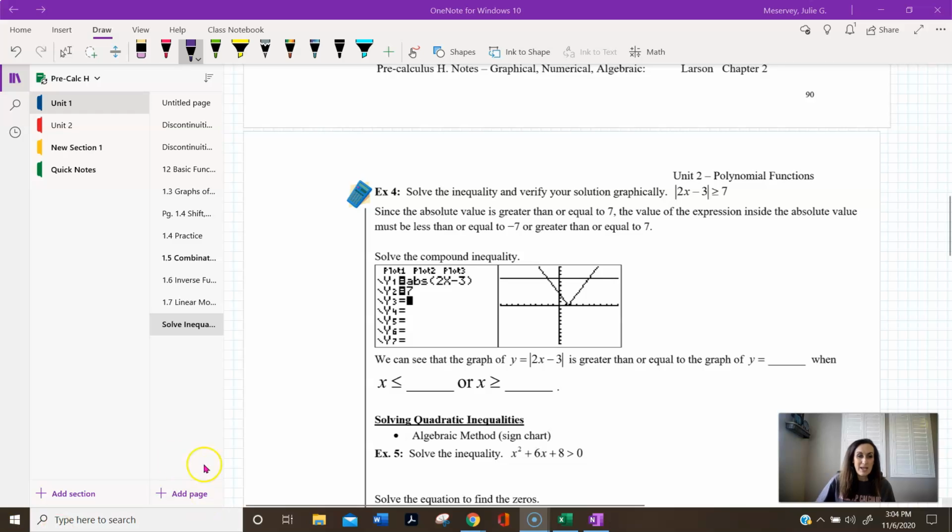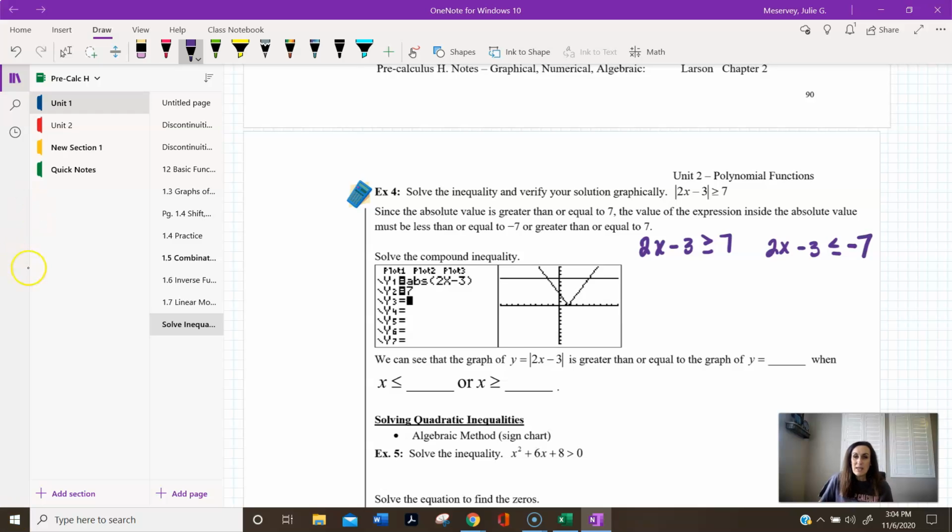Example 4, I'm going to show you how you can do this algebraically as well as graphically. This time we have the absolute value is greater than or equal to 7. The setup of this problem is different than the last because the distance is going further apart. So you have 2x subtract 3 is greater than or equal to 7, and you have 2x subtract 3 is less than or equal to negative 7.